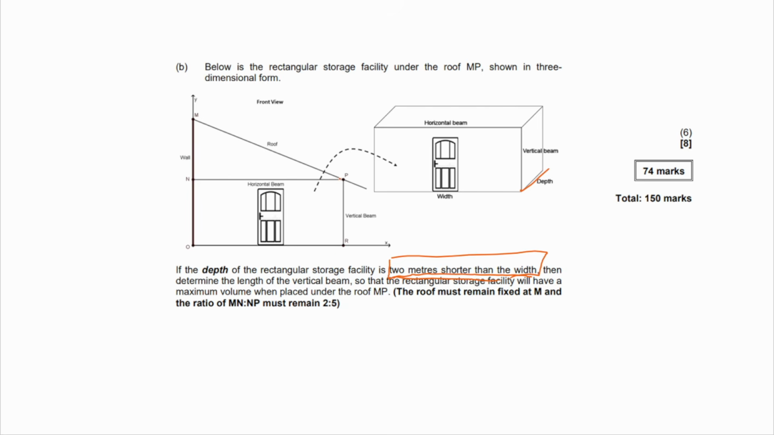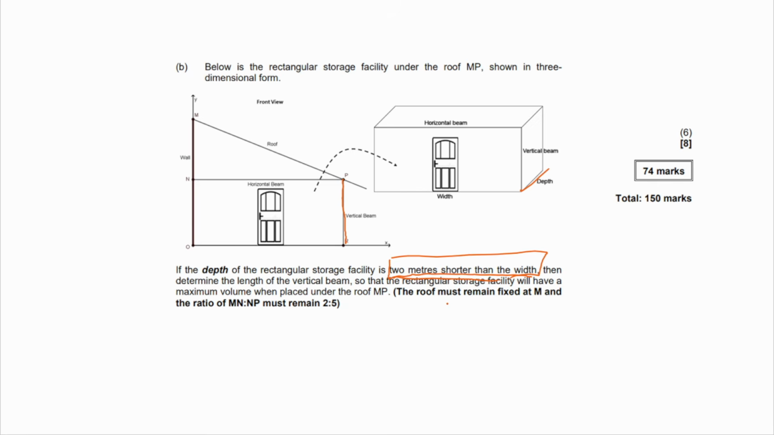So we need the length of this thing, so that the rectangular storage facility will have a maximum volume when placed under roof MP. So we know we need to optimize because they're talking about maximum volume. What do we need to maximize? Volume. So we're going to need a formula for volume. And then what we're going to have to do is differentiate the variables in that.